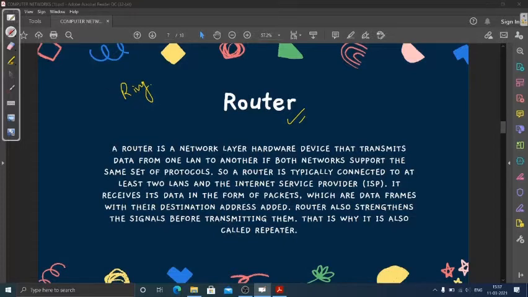Okay, so what it was doing there, it was actually working as a gateway. It was checking whether that specific data is for that computer or not, or that PC or not, and then it was just transferring that data.